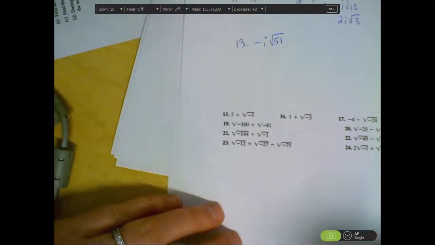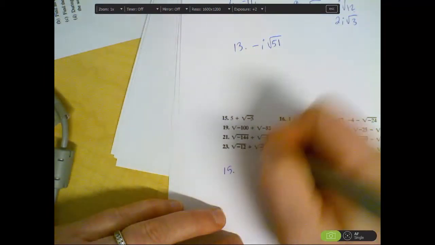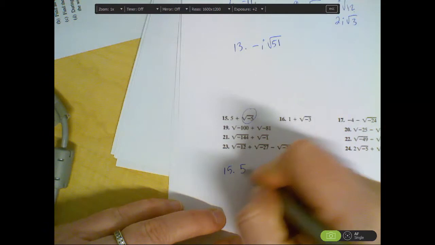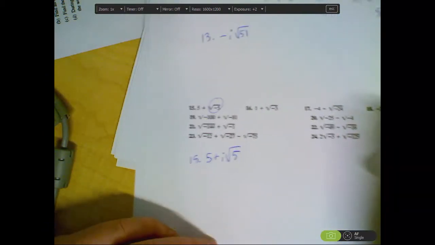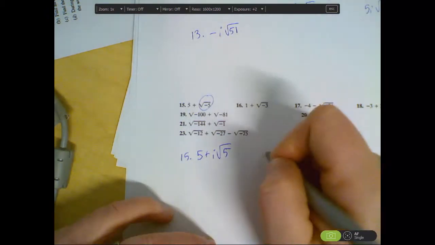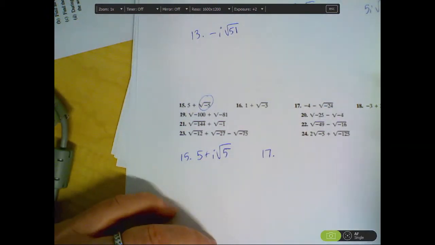Okay, next section, 15. All you're doing is switching this to i root 5, and you can't combine them because they're not like terms. i acts just like a variable. You can't add it to things that aren't i's. You can't do anything that you can't do with an x.